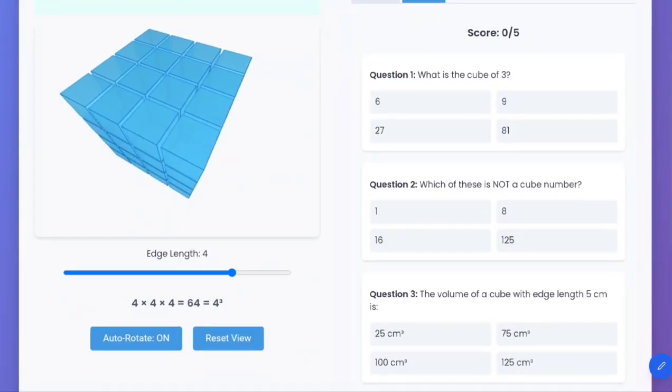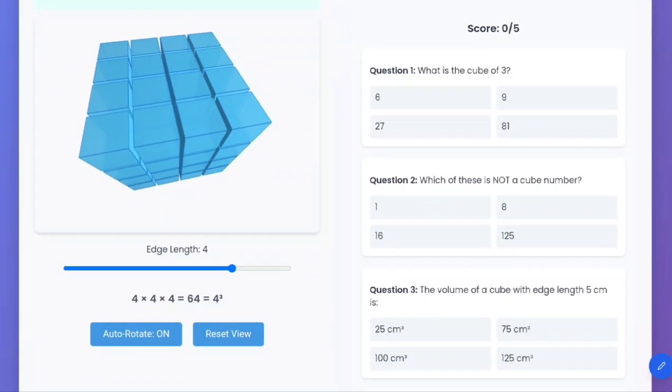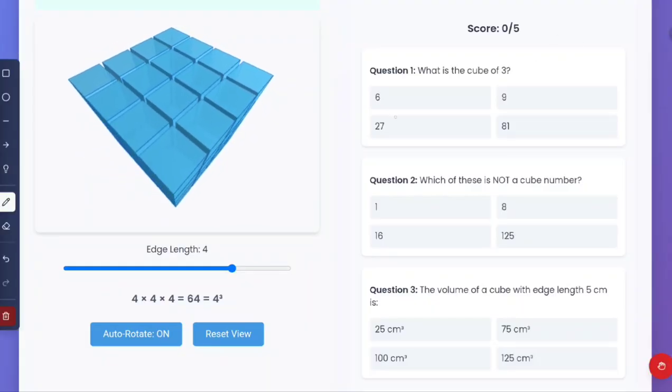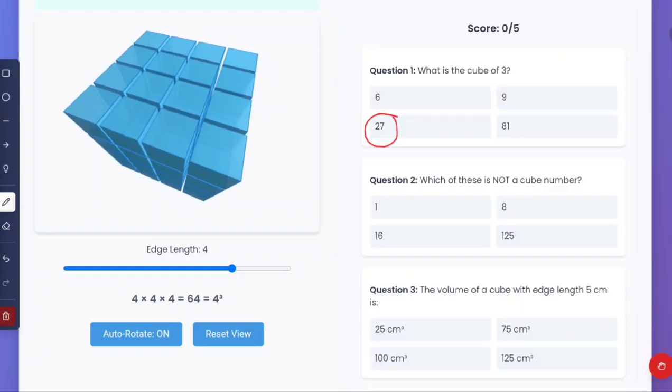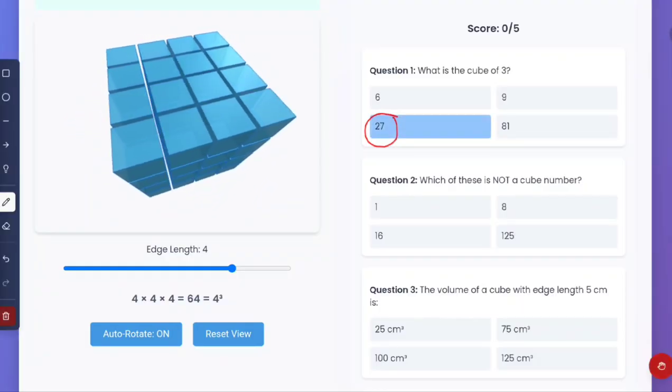What is the cube of the number 3? Remember, 3 times 3 times 3. When 3 is multiplied with itself 3 times, the number will be 27. So let us select 27. Let us move on to the next one.